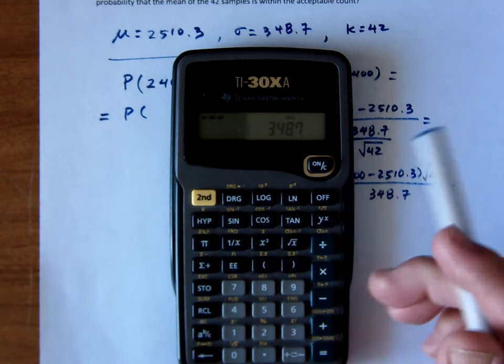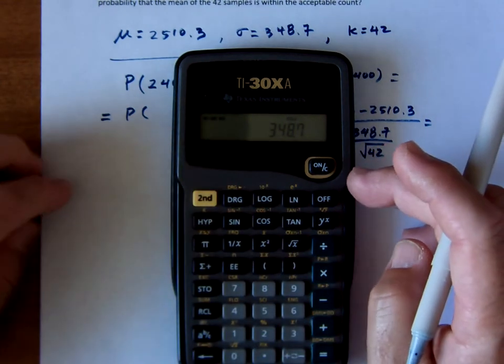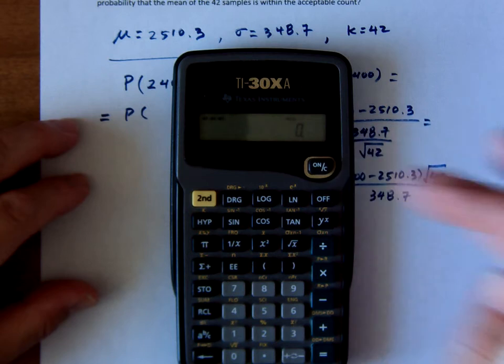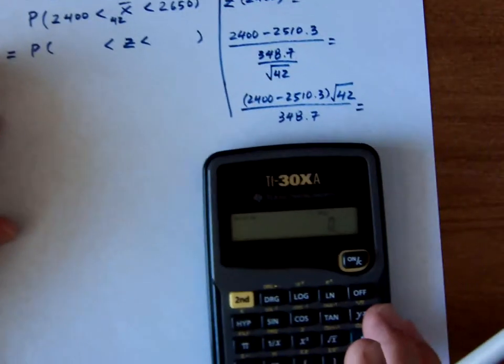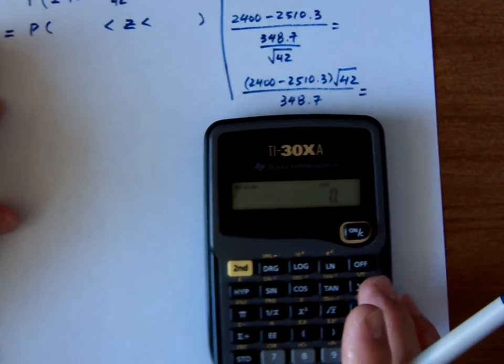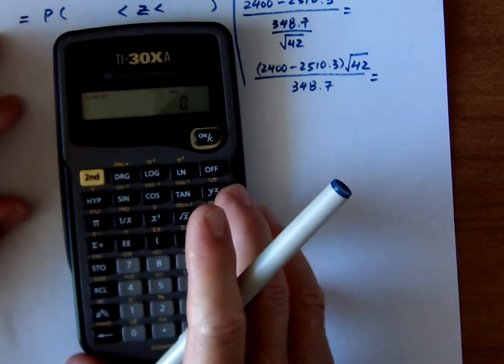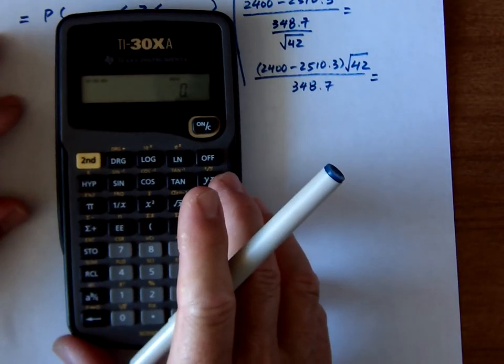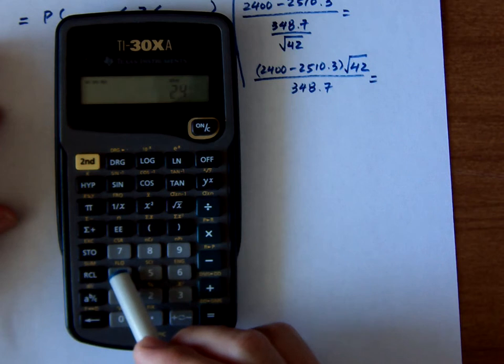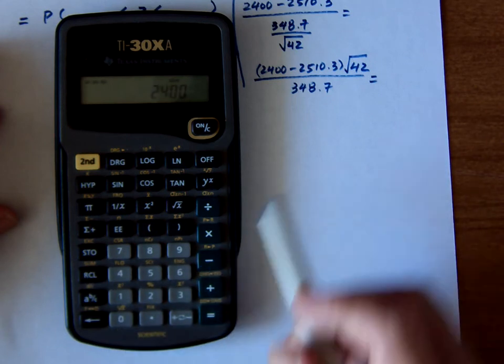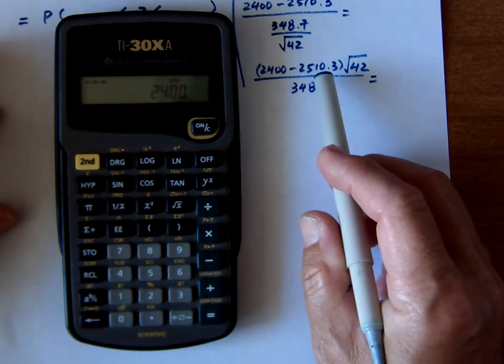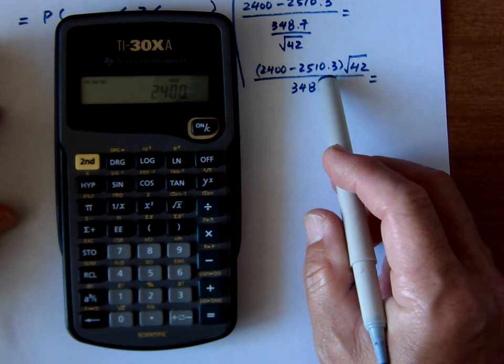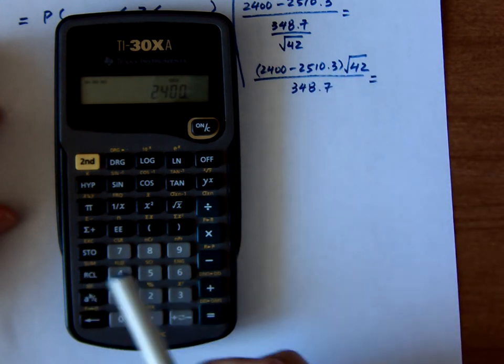Okay, all right, so now I verified that each of the numbers is stored in the memory. Let's go, and that should speed up my computation. Let me put it here to be better. Okay, so first, 2400 minus the mean, which is stored in memory cell 1. So all I have to do is recall 1.